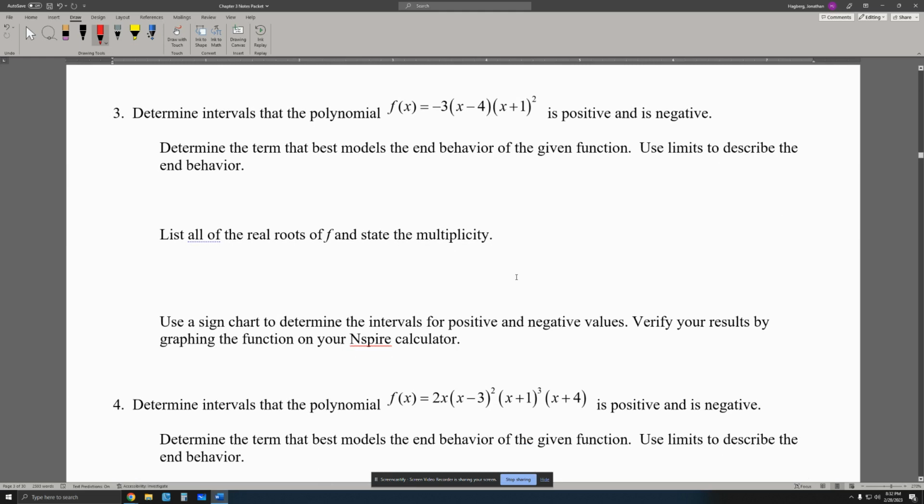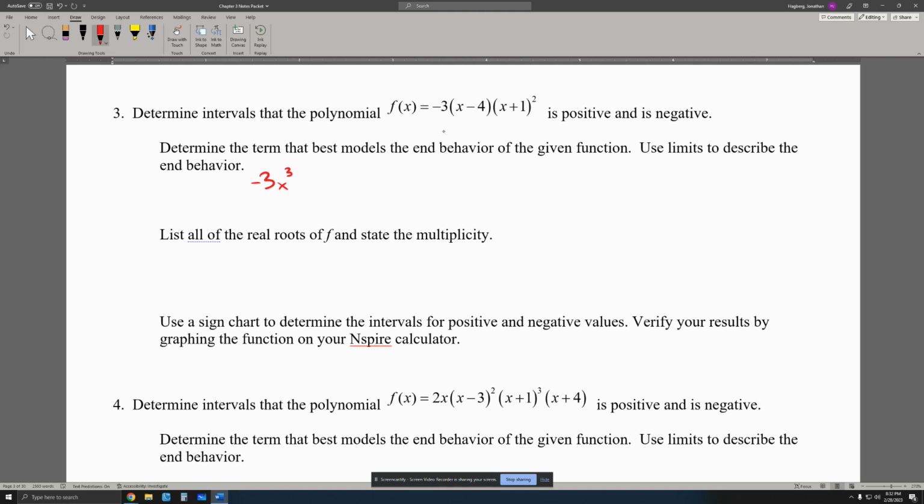Flip the page. Number 3, determine the intervals that the polynomial here is positive and negative. So I want to start by just finding the dominant term. In order to find the dominant term, we have to know the degree and the leading coefficient of this polynomial. If I were to factor or multiply this out, we would see, well, I have 1x right here, and I have 2x's right here, and then we're multiplying everything by negative 3. So that tells me that my dominant term is negative 3x cubed. We've got 3 x's there.